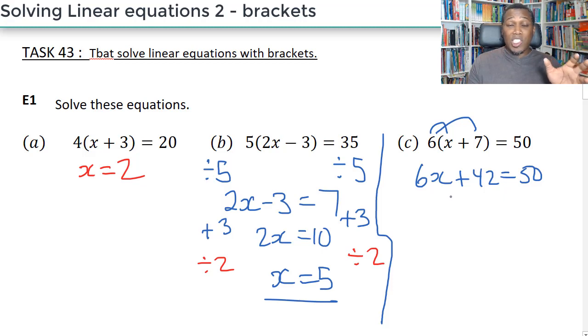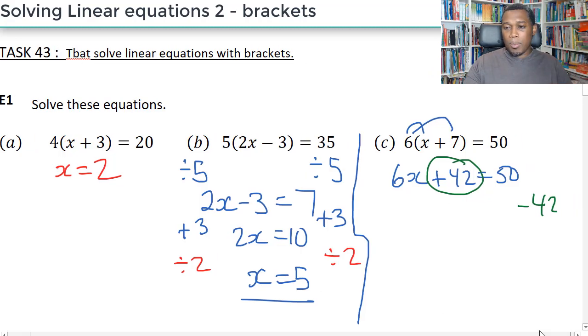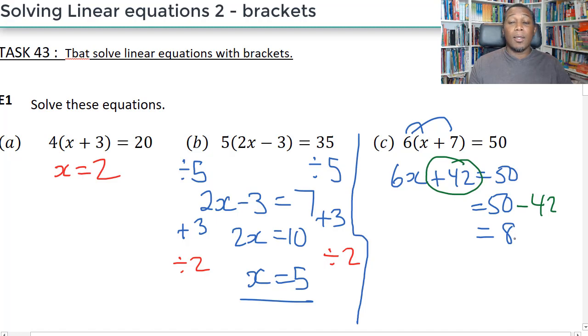I'm going to do change side, change sign. So that plus 42, I'm looking at it and I'm thinking, well, hey, that needs to go on the other side and it needs to become minus 42. So on the right-hand side, let me shift a little bit to make it clearer. On the right-hand side, I'm going to end up with 50 take away 42, and 50 take away 42, that's going to be 8. On the left-hand side, I have 6x. I still have 6x, so 6x is equal to 8.